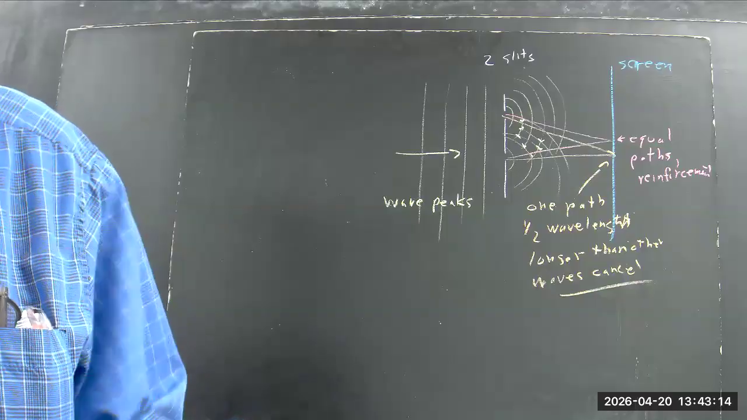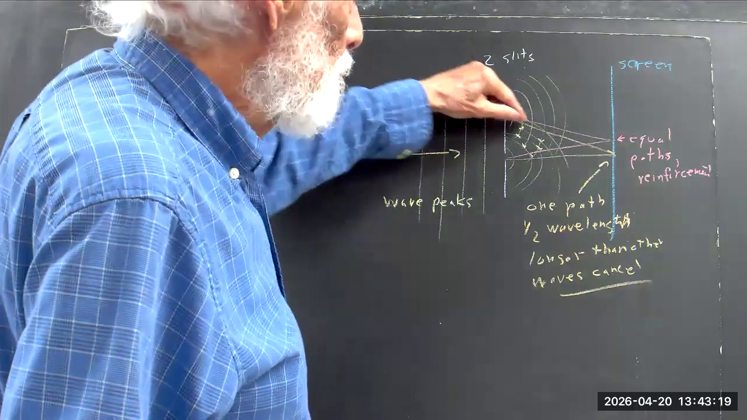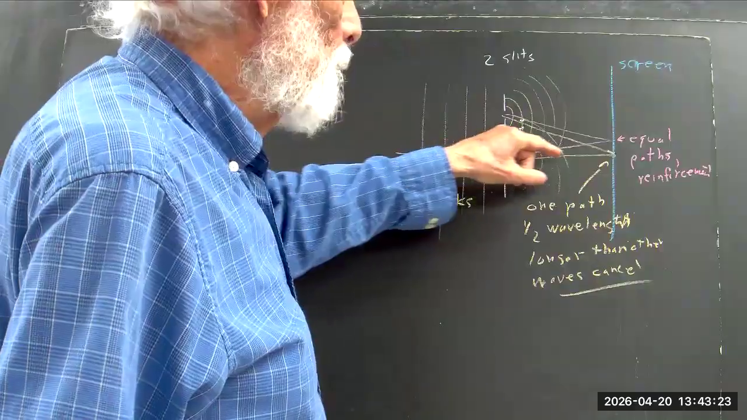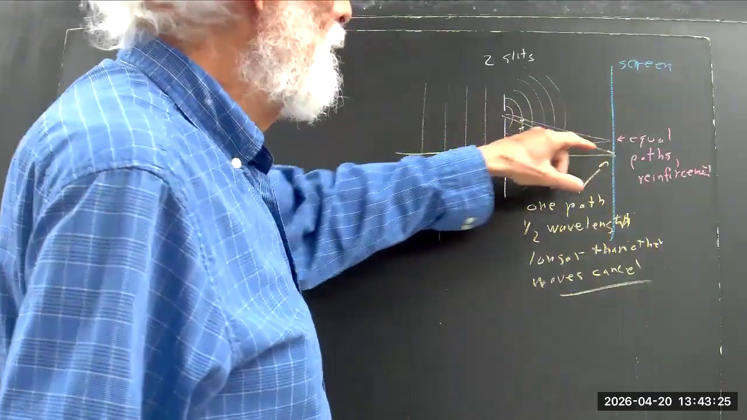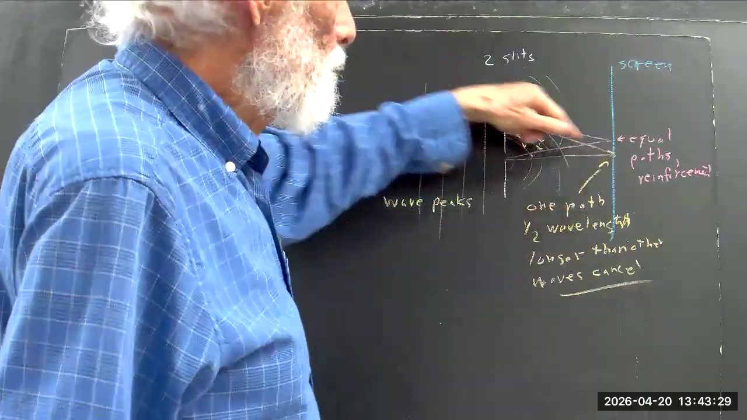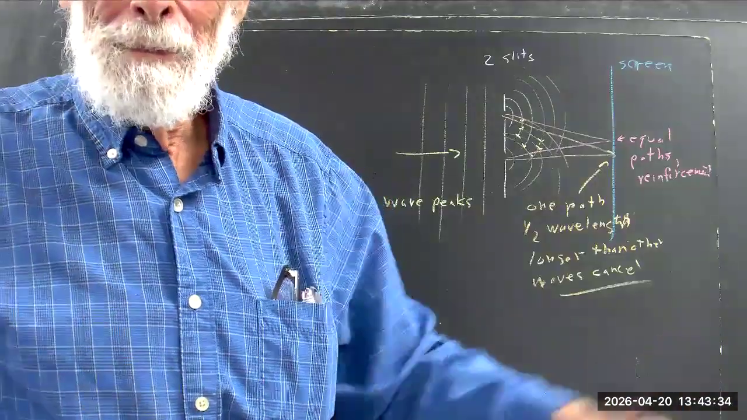That makes sense. It means a peak travels from here to there. Peak travels from here out here, but it's going to be half a wavelength in front of this peak, which means that the peak's going to meet a valley. Okay?